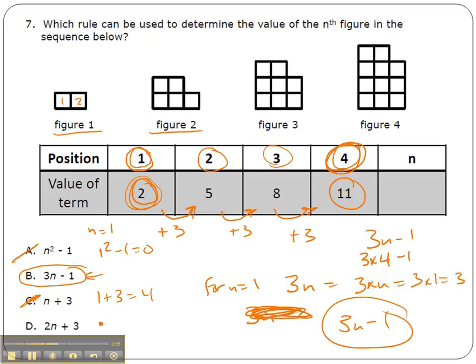And if we try n equals 1 for 2n plus 3, that's 2 times 1 plus 3. That's 2 plus 3 or 5, and that's not 2, so we can rule that out. So if you're given answer choices, rules, you can try them with different values of n. The only tricky part is you may need to try more than one value of n to narrow it down to the final answer.